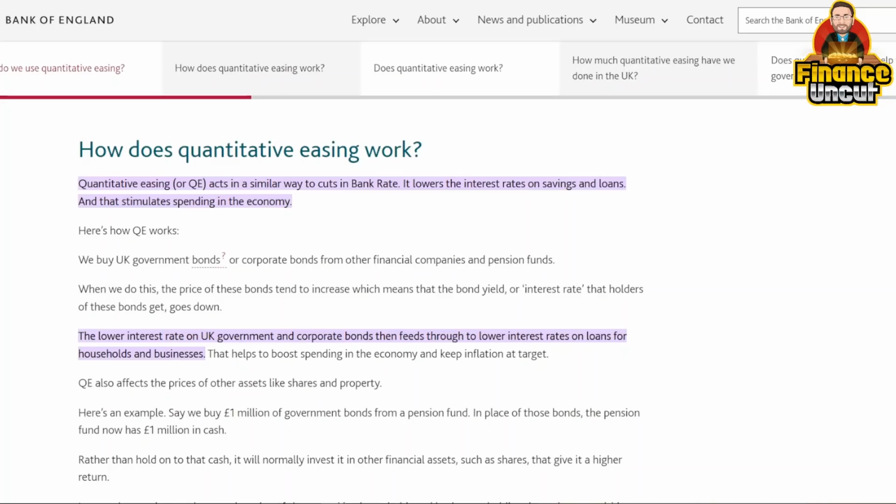And coming in from the Bank of England's own website, how does quantitative easing work? QE acts in a similar way to cuts in bank rate. It lowers the interest rates on savings and loans, and that stimulates spending in the economy. The lower interest rate on UK government and corporate bonds then feeds through to lower interest rates on loans for households and businesses. So it really is all about driving down interest rates. So people don't save, that people actually go and borrow and spend in the economy.